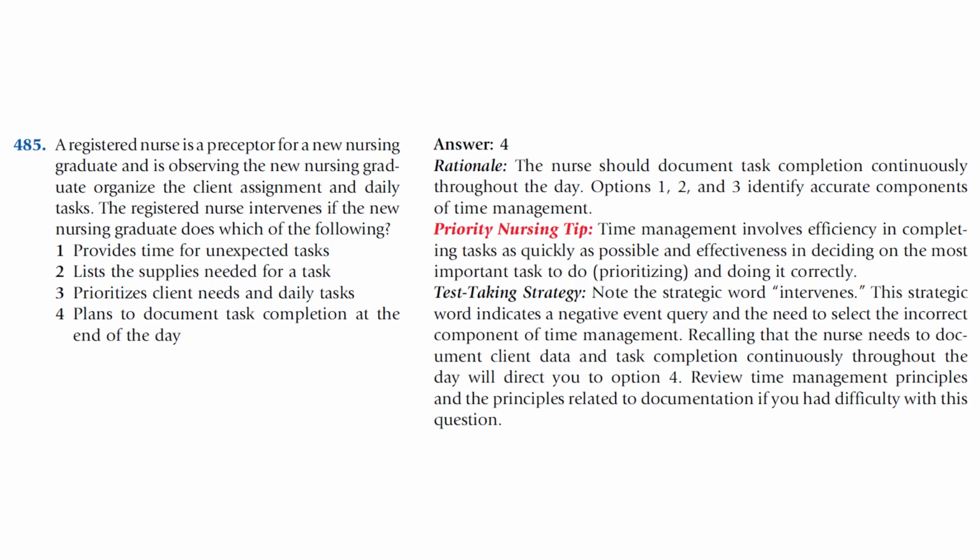485. A registered nurse is a preceptor for a new nursing graduate and is observing the new nursing graduate organize the client assignment on daily tasks. The registered nurse intervenes if the new nursing graduate does which of the following? 1. Provides time for unexpected tasks. 2. Lists the supplies needed for a task. 3. Prioritizes client needs and daily tasks. 4. Plans to document task completion at the end of the day.